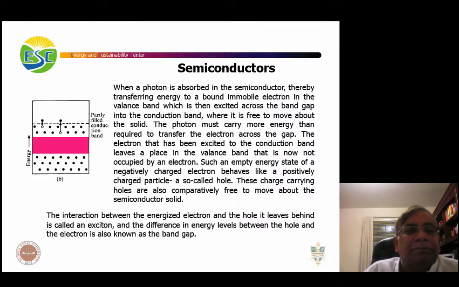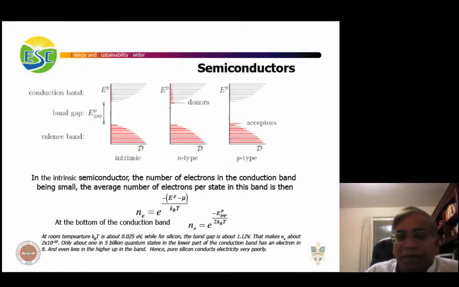And we will discuss this further in relation to the solar spectrum. The electron that has been excited into the conduction band leaves a place in the valence band that was previously occupied by the electron. Such an empty space is called a hole, and it is a positively charged particle. The interaction between the energized electron and the hole it leaves behind is called an exciton, and the difference in energy levels between the hole and electron is typically the band gap.